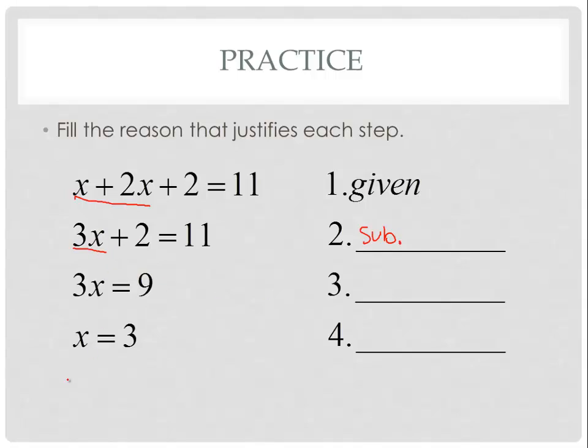Now from this one down, let me go ahead and change color. We subtracted 2 from both sides. 11 minus 2 gets us 9, 2 minus 2 gets us 0. So we did subtraction. And I can't abbreviate both of those, that wouldn't make sense. Now to get from 3x equals 9 to x equals 3, we got to take each side and divide by 3. So how did I get from step 3 to 4? I did division.